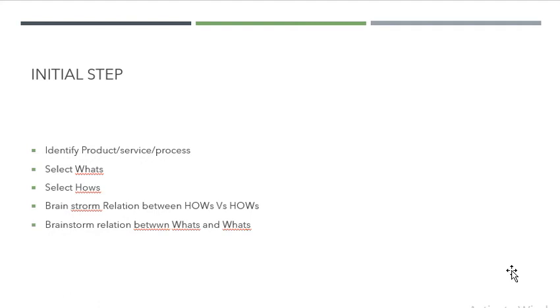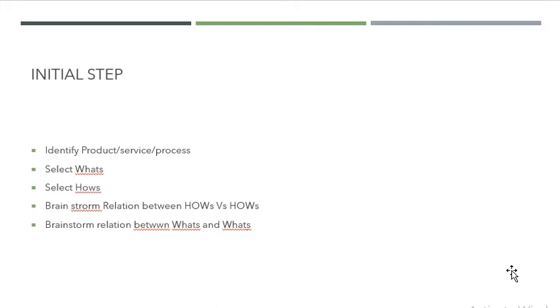Welcome back, team. Let us start with the initial step of the House of Quality QFD diagram. Before starting the activity, it is very important that you decide on some product, service or process. It should be a specific product or a service or process. For new starters, it is very important that you select the most appropriate one that you can understand better.